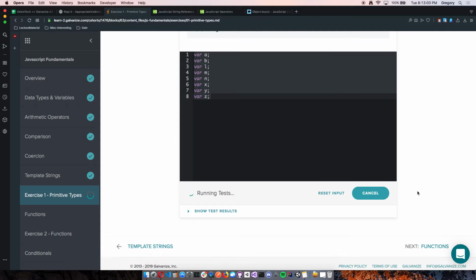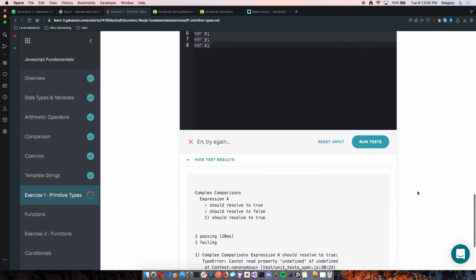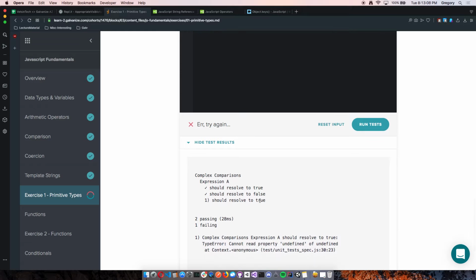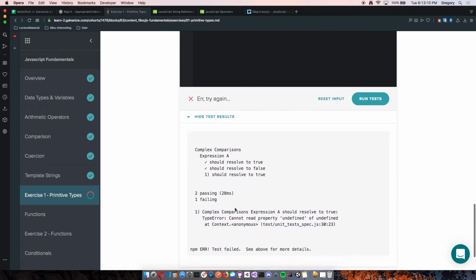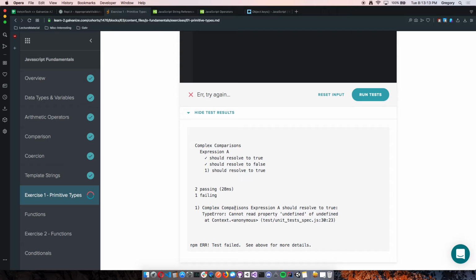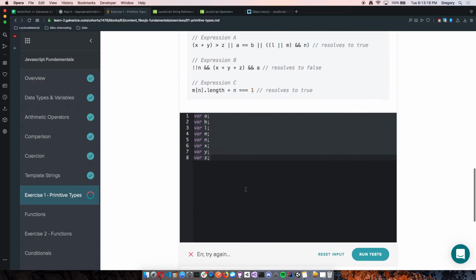Let's see what it says. Should resolve to true. Should resolve to true. I didn't even do anything and 2 of the tests passed. Okay. There you go. Run the tests first. So all I have to worry about is this third expression. So m at n length. Is that m times n?